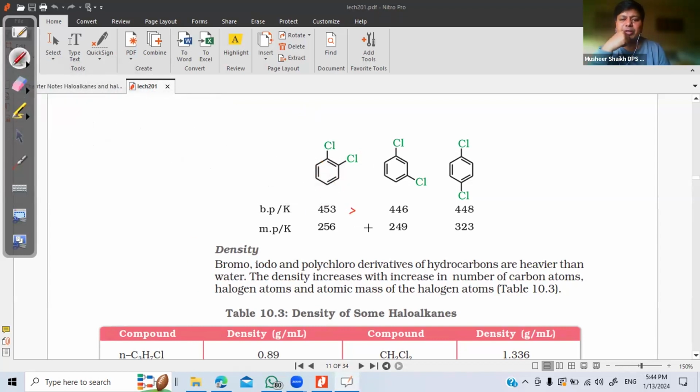Now the melting point. If you look at the melting point, look at this para derivative. Why the para derivative? Because in the solid state, this is a more symmetrical structure. The more symmetrical structures easily form a good lattice, a good solid structure. So the symmetrical para dichlorobenzene fits well in the lattice structure, and hence a good crystal is formed, and you will find the melting point is higher for para dichlorobenzene, but in the boiling point you will find the ortho has the higher.